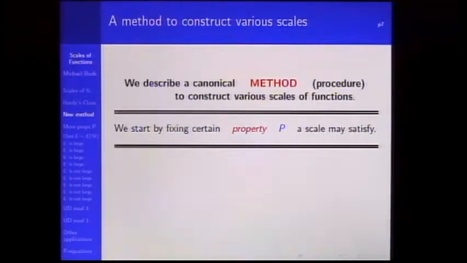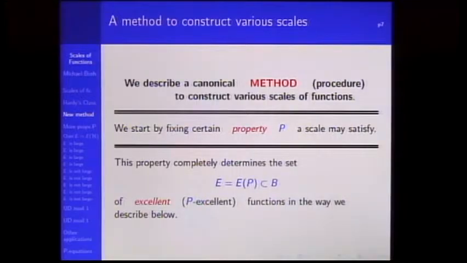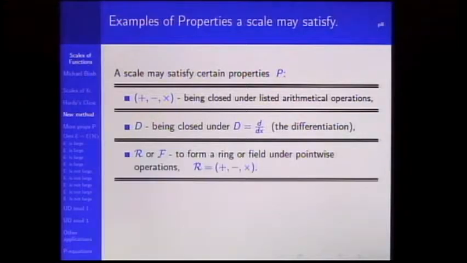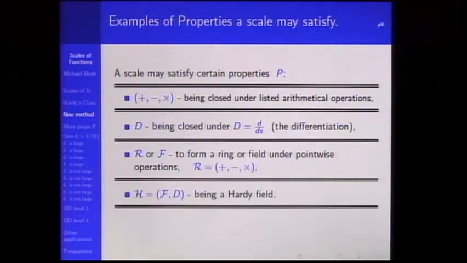So I will be more specific. For any property, we define the class of excellent functions. But the class depends on the property P. If the property P is fixed, I will just denote it by E. Otherwise, I will show its dependence on the property P. So what could the property be? It could be closed under various arithmetical operations, or closed under differentiation. I can make shortcuts, R and F, for ring and field, just listing the corresponding operations.